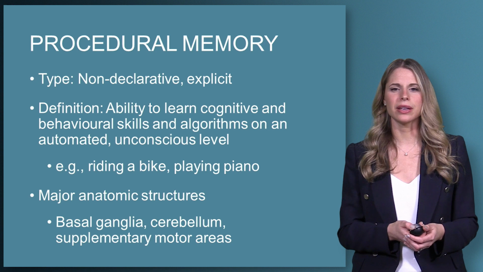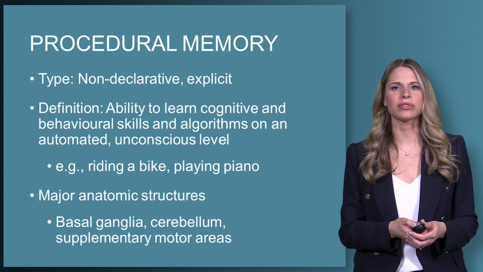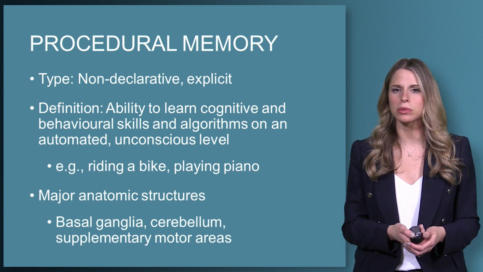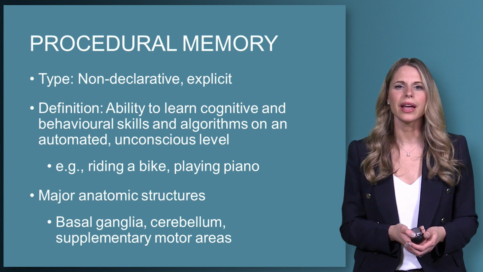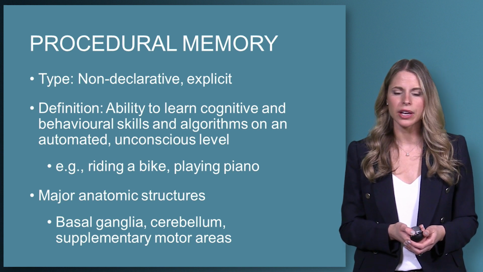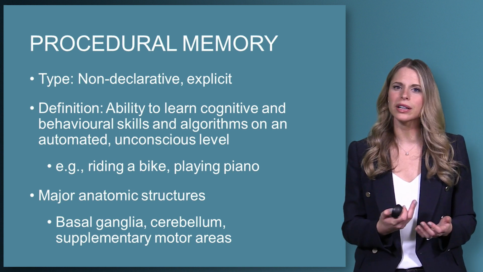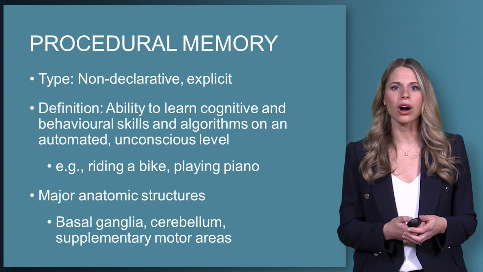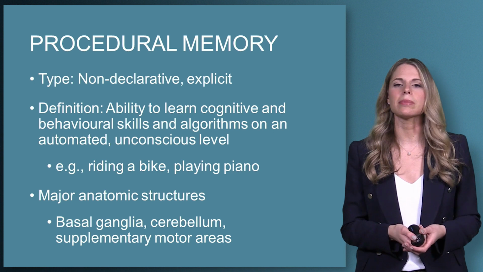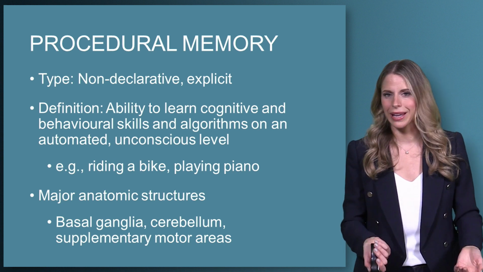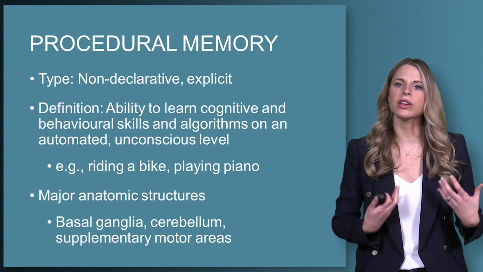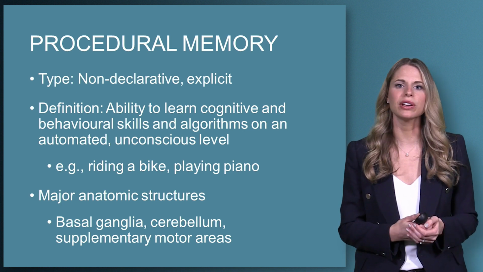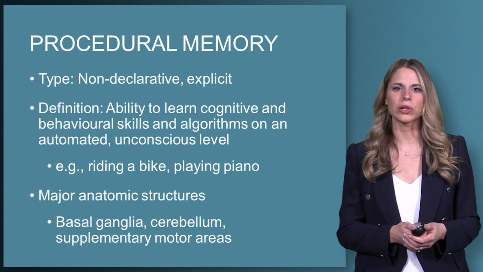The last type is our iconic example of non-declarative or implicit memory, which is memory that cannot be put into words, and that's procedural memory. So it's the ability to learn cognitive and behavioral skills and algorithms that are automated or unconscious. And a classic example of that is riding a bike, or playing the piano, or playing an instrument, something that you've learned to do that you retain the memory for, but is difficult to put into words.